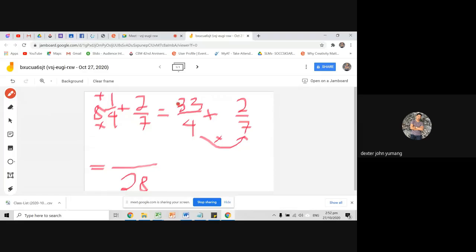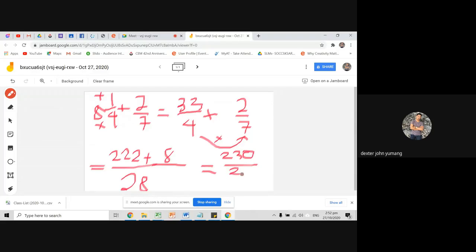7 times 33, hala kalaki. 33 times 7. 3 times 7, 21. 3 times 7, 21 plus 1, 22. 231. The symbol is plus. 28 divided by 7 is 4 times 2 is 8. So 231 over 28.